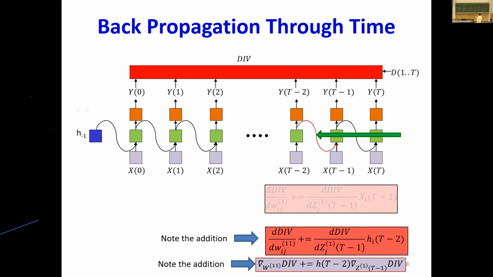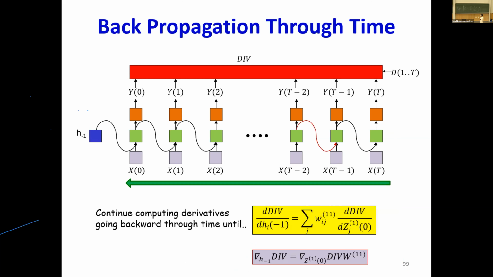So same thing. Now, what about this guy? This again, the derivative here is going to be h of t minus 2 times the derivative for z of t minus 1, but that's going to be added to the derivative that we have already computed because it's a shared parameter, right? So is this making sense to everybody? Raise your hands if it is, right? I just want to make sure. Some of you are not, but okay.